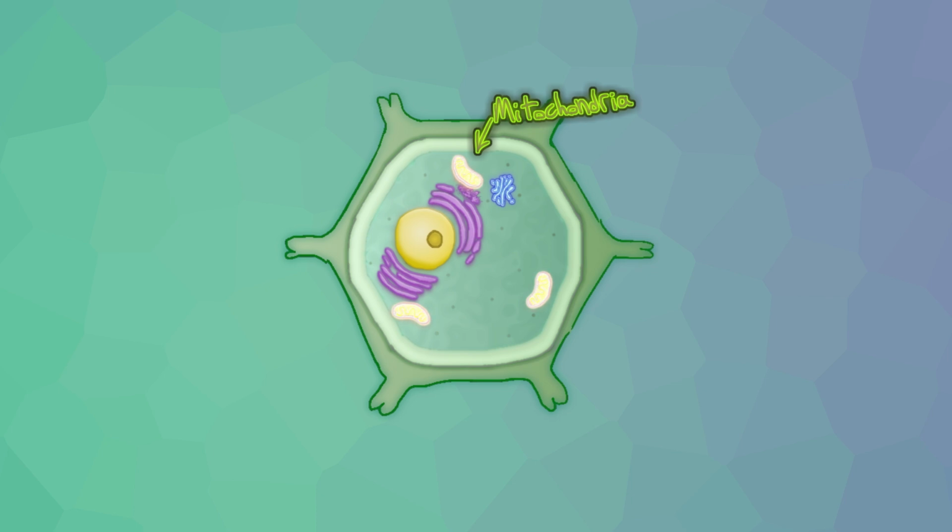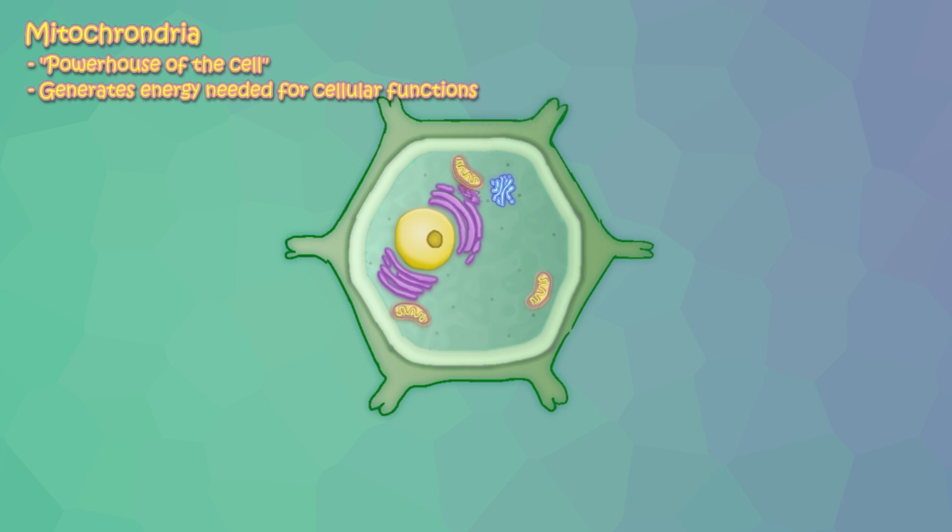Mitochondria, often called the powerhouse of the cell because they generate the energy needed for the cell to function. They intake nutrients, such as sugar, and break them down into energy.